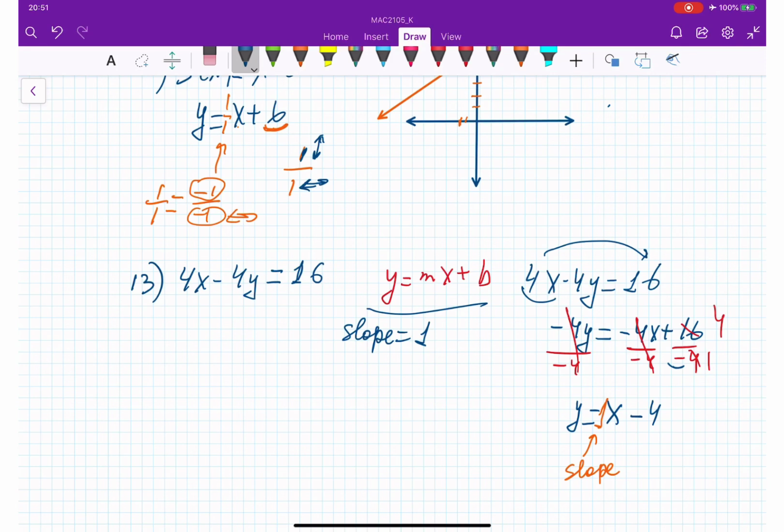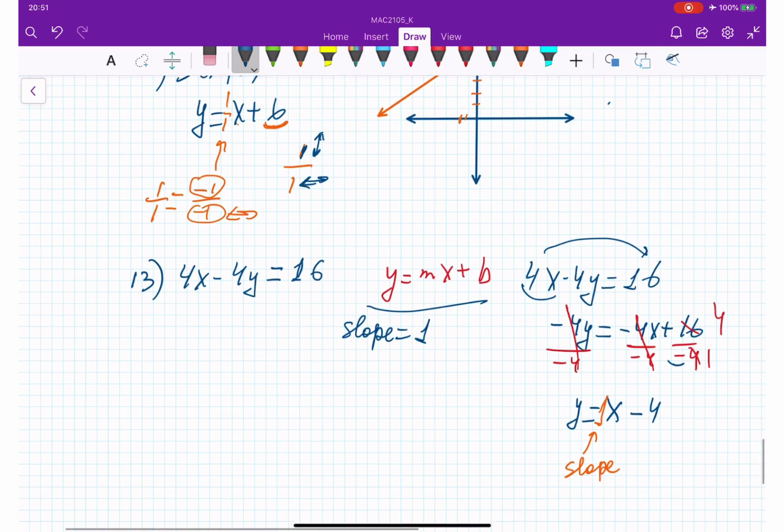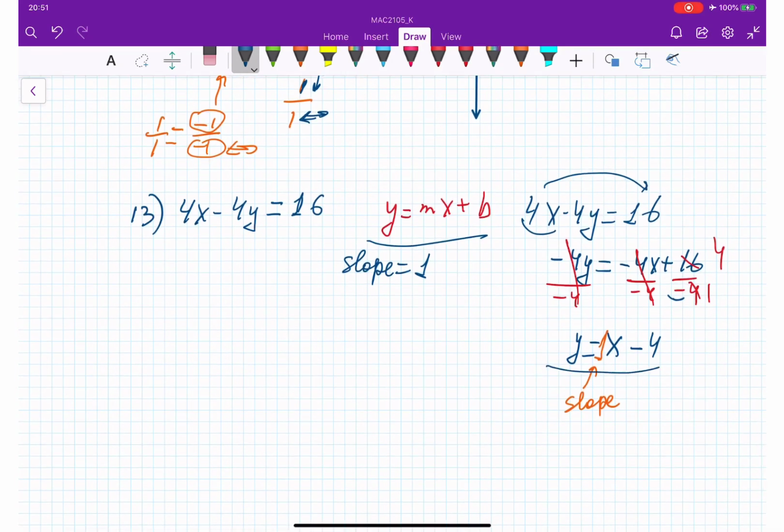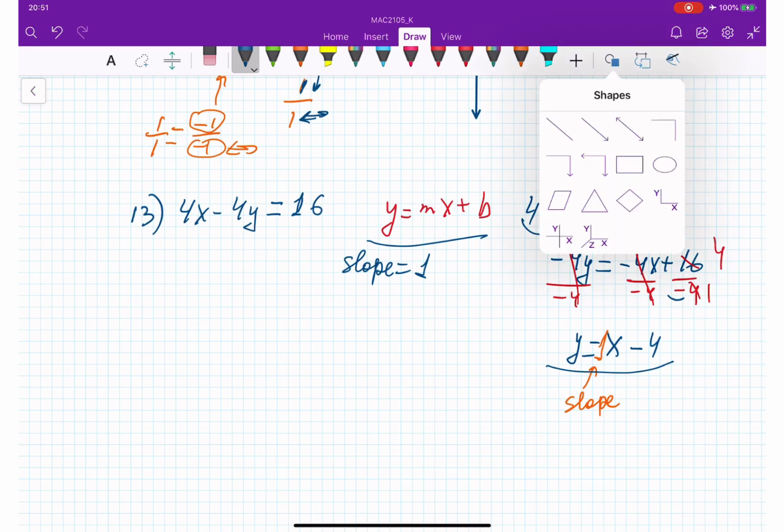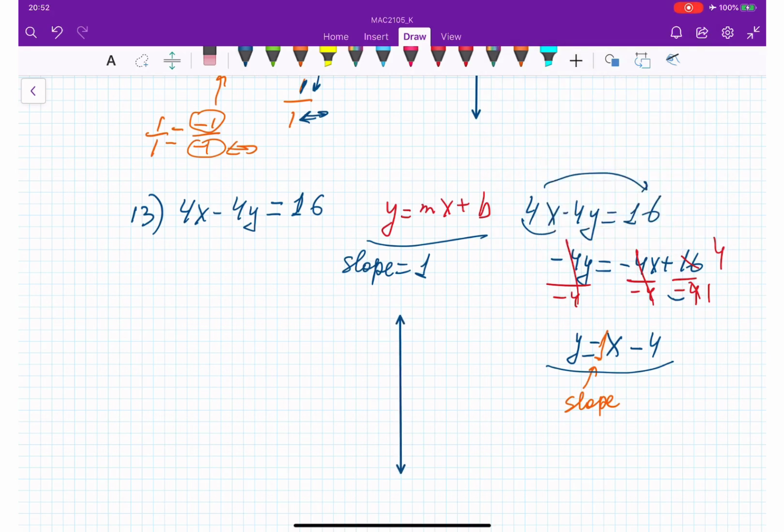And now we need to draw the graph. So we are going to draw the graph y is equal x minus 4. Okay, very easy. So x minus 4. Our y-intercept is negative 4, the variable-free term, always. So 1, 2, 3, 4. This is our negative 4.